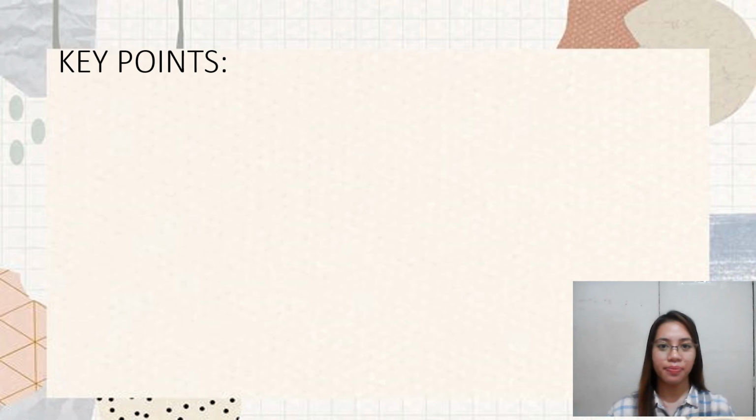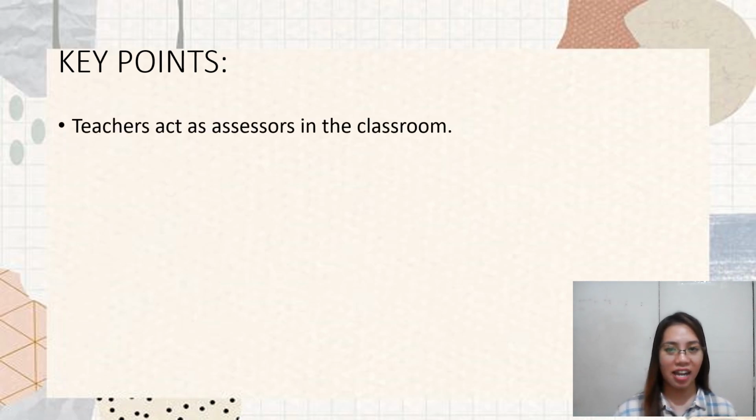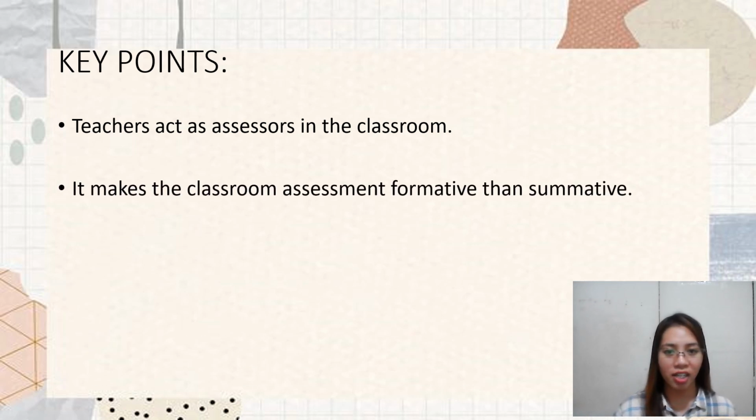Next, the teachers act as assessors in the classroom. It is true because the teacher is familiar with each learner and the teacher interacts with each learner. And the purpose of the interaction is not to assess in the most neutral or non-invasive way, but rather to assess the current abilities of the learners to decide what to do next. So, in traditional terminology, this makes classroom assessment formative rather than summative.